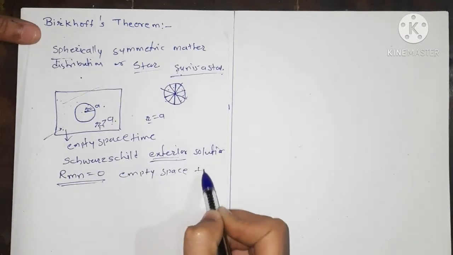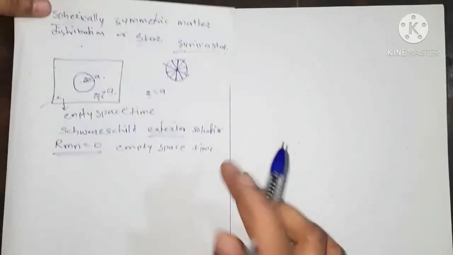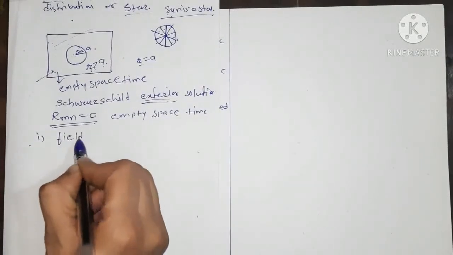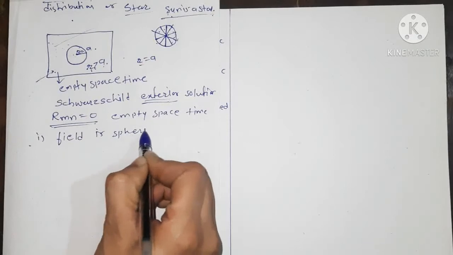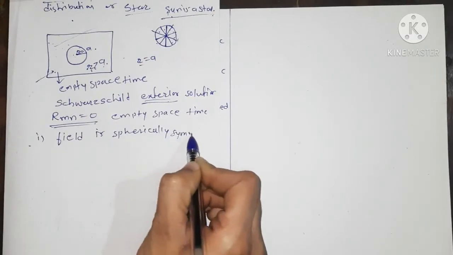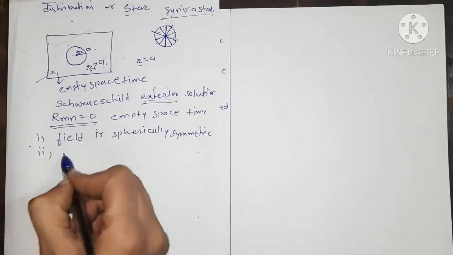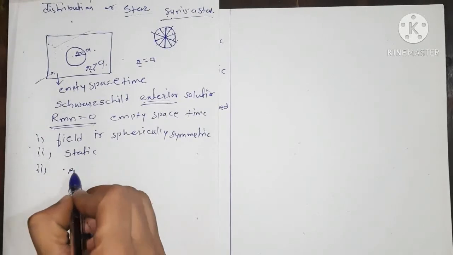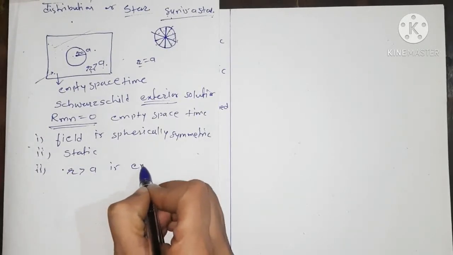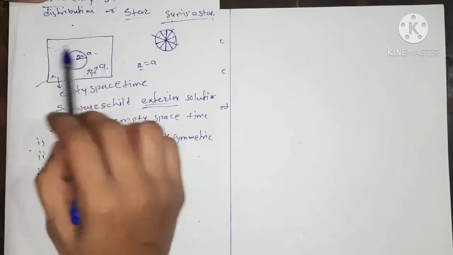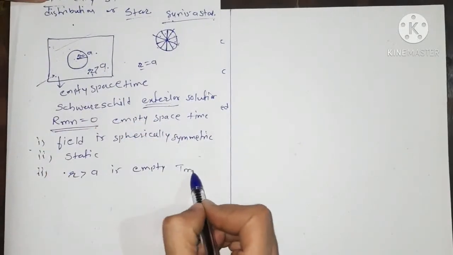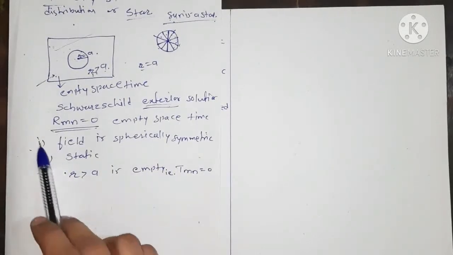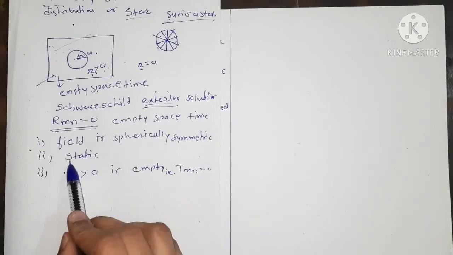In deriving the Schwarzschild exterior solution, we assume three conditions. The first one is that the field is spherically symmetric. The second one is that our field is static. And the third one is that the domain r greater than a is empty, that is, outside this we have empty space-time, given by T_mn equals 0.